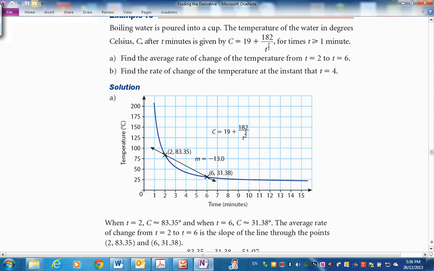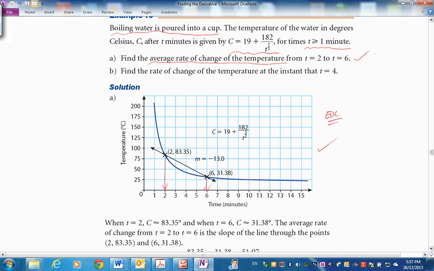Example 10 here. Boiling water is poured into a cup. The temperature of the water in degrees Celsius is given by that formula, where t is in minutes, greater than or equal to 1 minute. Find the, watch this, average rate of change. Let's draw the graph of that. If you use your calculator to draw the graph of that, you get this function. And the average rate of change, remember, you take it at t equals 2 and t equals 6.